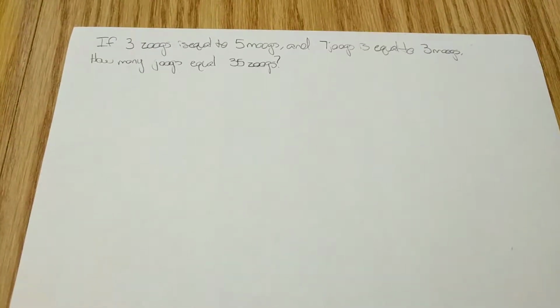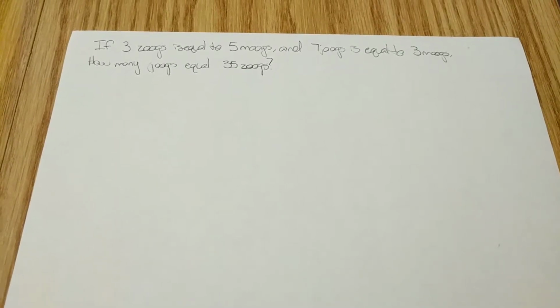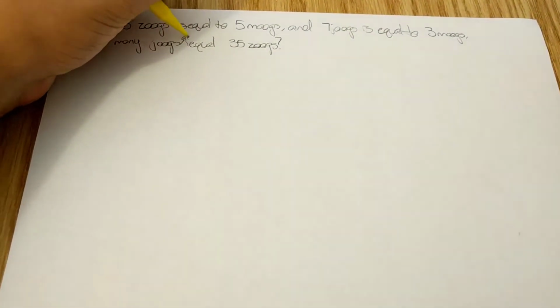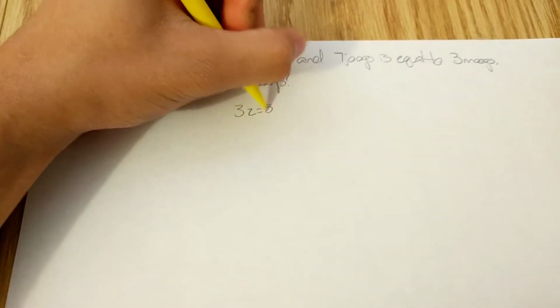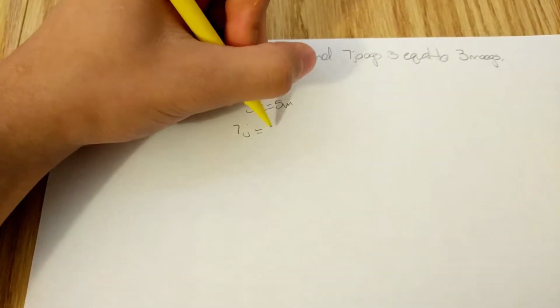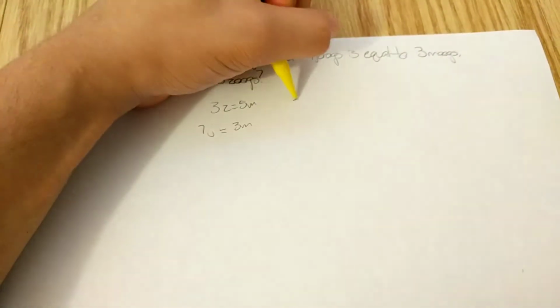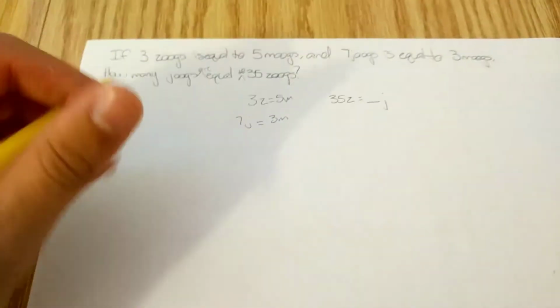If 3 Zoogs is equal to 5 Moogs, and 7 Joogs is equal to 3 Moogs, how many Joogs are equal to 35 Zoogs? Should be R right over here. R equals... Okay, so 3 Zoogs equals 5 Moogs, and 7 Joogs equals 3 Moogs. And we need to find out 35 Zoogs equals some number of Joogs.